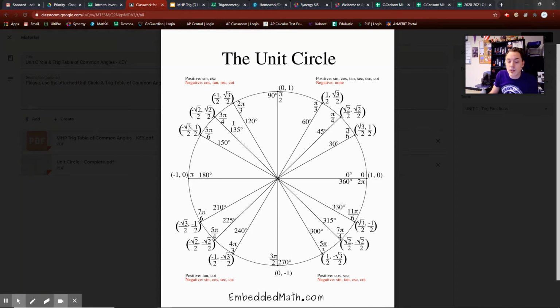If it wants you to find sine of 5 pi all over 4, 5 pi all over 4 is right down here, okay? And sine is my y coordinate, so it's negative radical 2 all over 2, okay? That's how you technically use it.